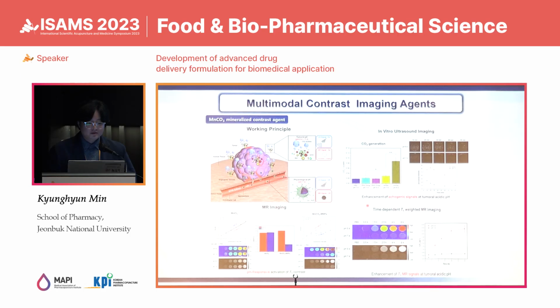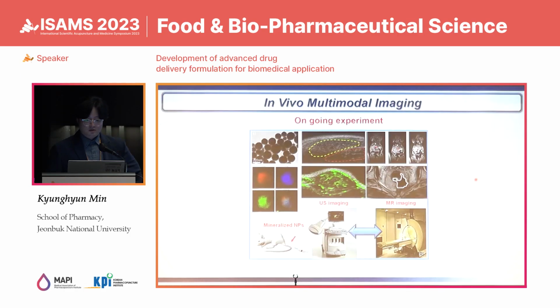After making the multimodal contrast imaging agent, we could also confirm the T1 MR imaging and the ultrasound imaging. As you can see, it showed a pH-dependent release pattern, and as the pH becomes acidic, the contrast enhancement is much higher than at normal pH. So, using this result, we are now working on the animal study.